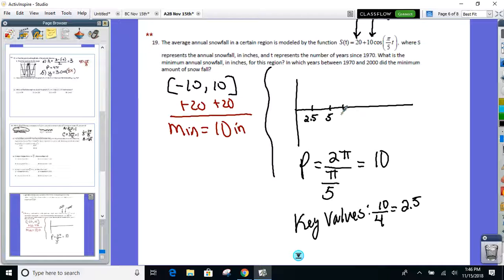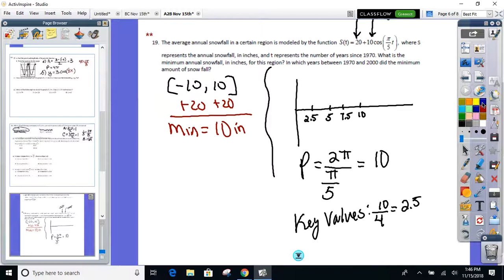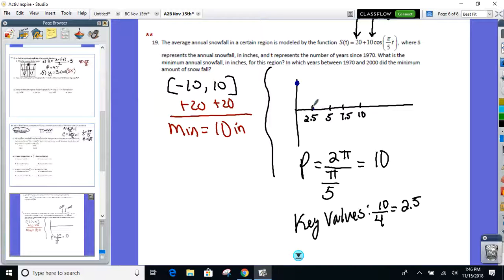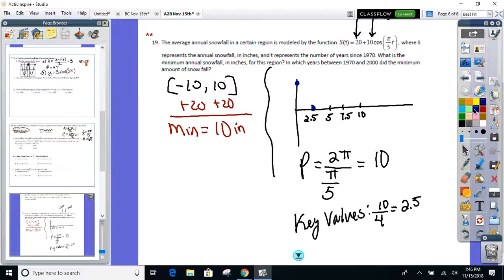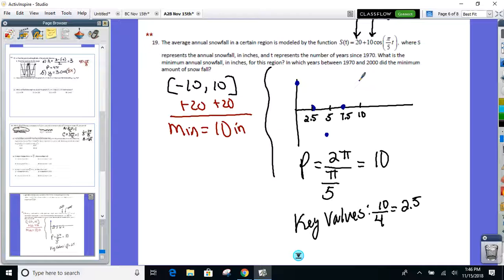What would be the next one? 5. What would be the next one? And then would be what? 10, right? All right. Well, you told me cosine starts where? Yep. Then goes where? Then goes where? Ooh, okay. We'll get back to there in a second. Then goes where?